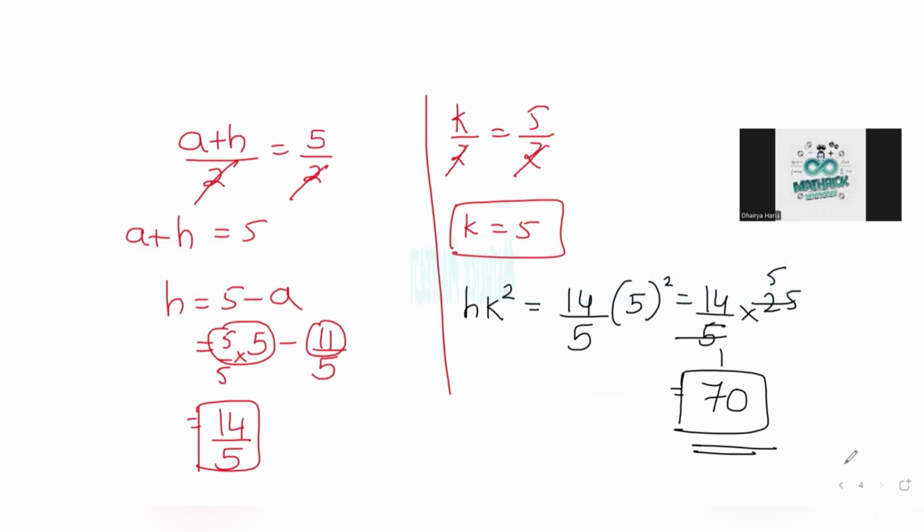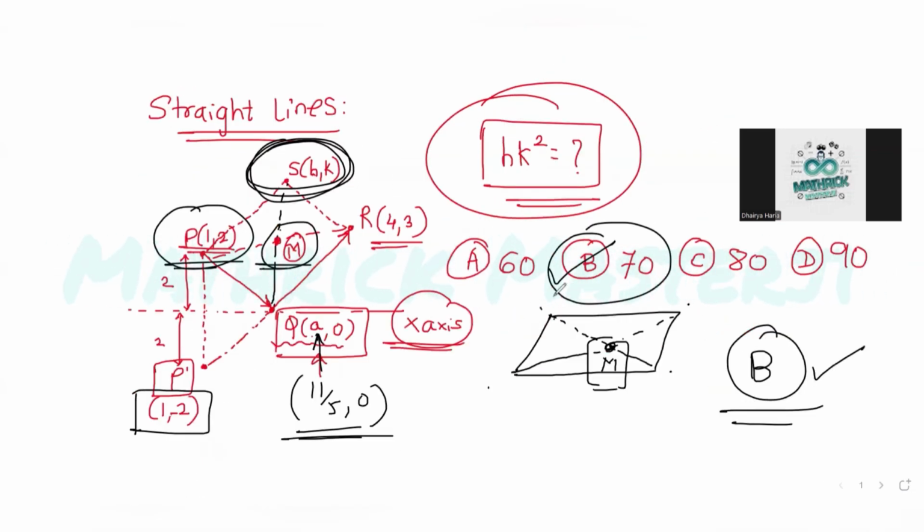Once I got h and k, I just put them into the expression that we need to find out, and that matches with answer choice B. So B becomes the correct answer for this question that is given to us here. I hope you have understood how to solve this type of questions.